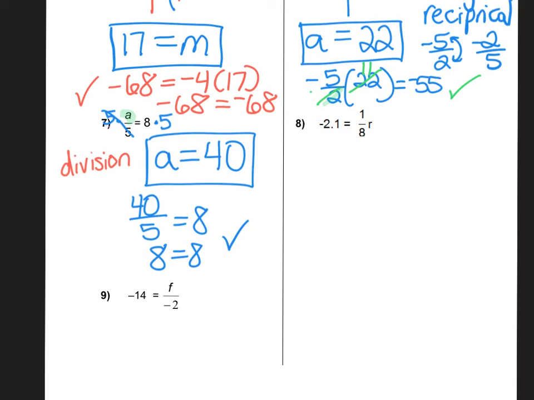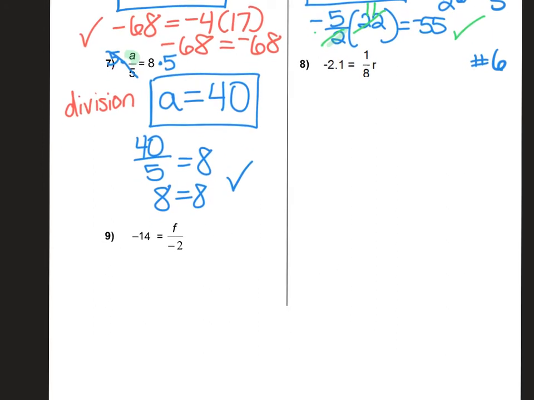At this point, I want you to pause the video and try number 8 and number 9 on your own. I'll give you a little hint here. On number 8, look back at number 6 for help on how to solve that problem. On number 9, look back at number 7 for help. So go ahead and pause the video, work your problems, and start it back when you're ready.